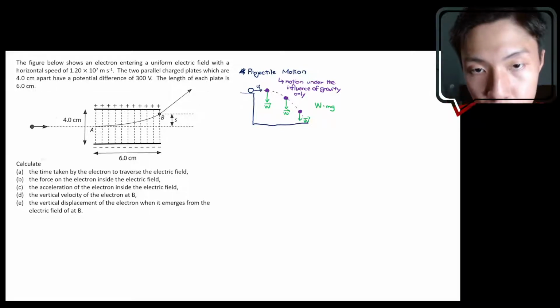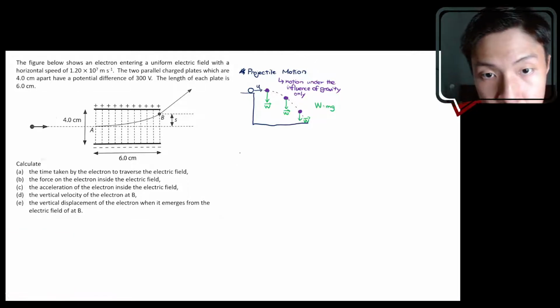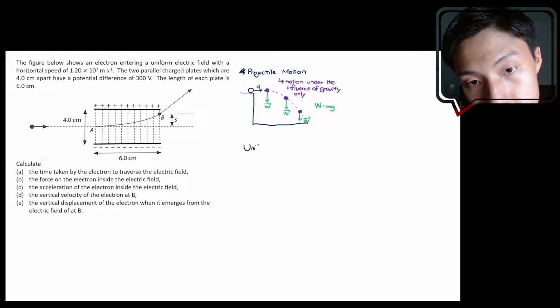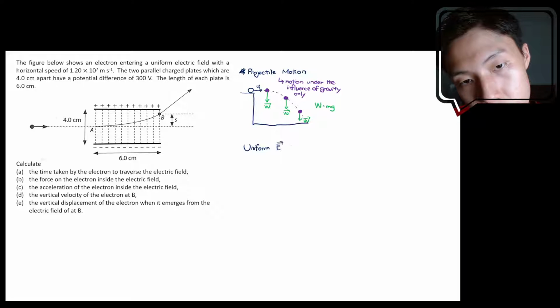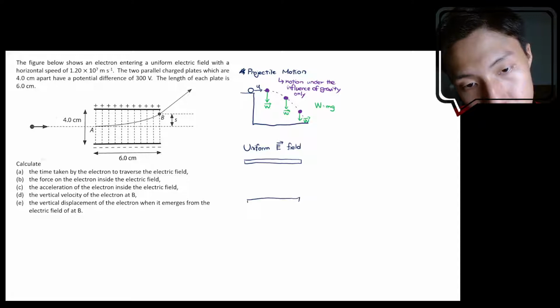Now, if you look over to this uniform electric field situation over here, what we have usually is parallel plates. So let me draw it as plate positive and plate negative.